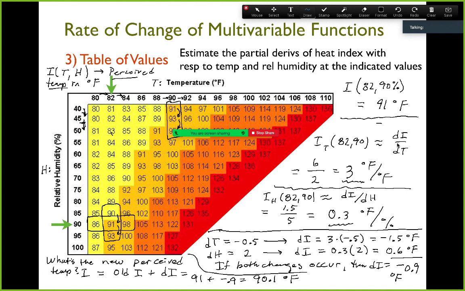Okay. Do all the numbers make sense and where we got everything? Does anybody have a question?